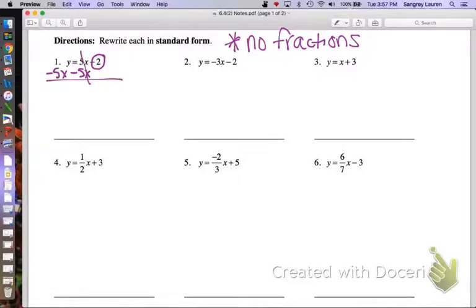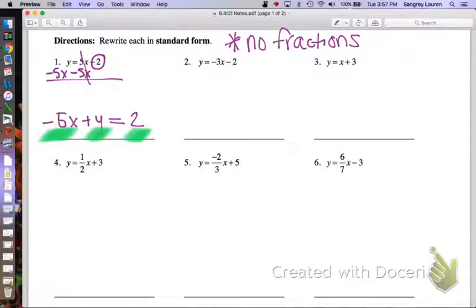And remember, in standard form, we want the x's first. So I'm going to write minus 5x first. Then there's a positive y equals a positive 2 on the other side. And then we're done. So in this form, the x's are first, then the y, and it equals the number. So the number's all by itself.